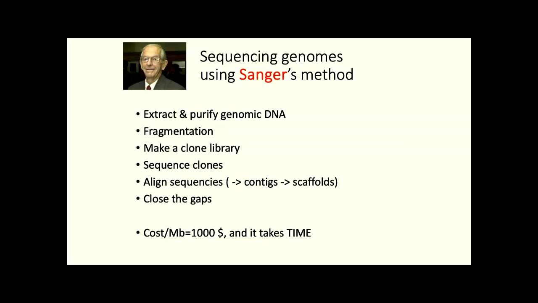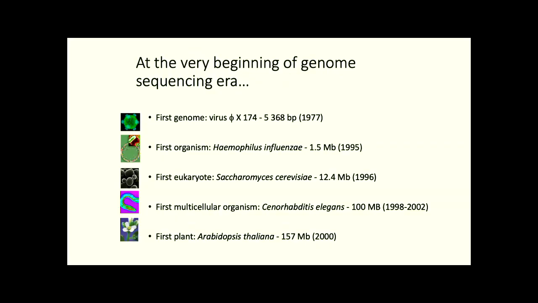So with Sanger's method, we extract and purify genomic DNA, we fragment it, we make a clone library, we sequence those clones, align sequences, and close the gaps. The cost per megabase, or 1,000 nucleotides, is thousands of dollars, and it takes time. But this method was used to sequence the first genomes. The first viral genome was completed in 1977. The first organism was completed in 1995. The first eukaryote was completed in 1996.